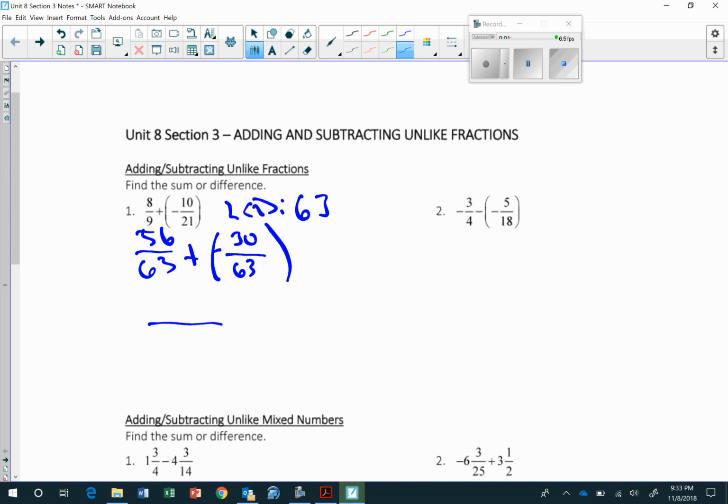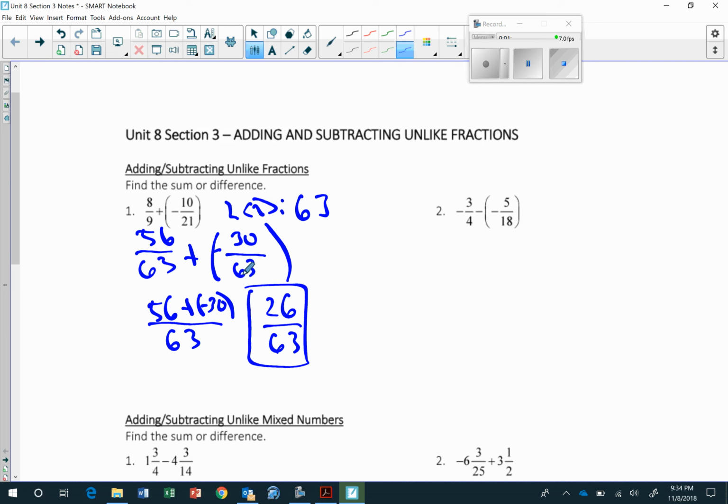Now that they have a common denominator of 63, I can actually add. So I'm doing 56 plus negative 30. So that's going to give me 26 over 63. Those don't have anything in common, so I can just box that, and I'm done there.